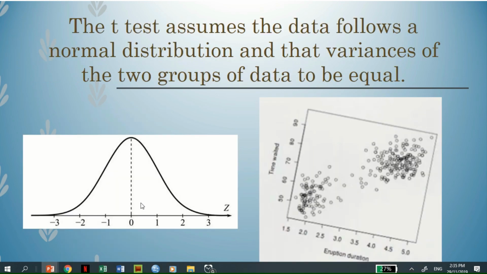Now, the t-test assumes the data follows a normal distribution. As we can see, there is a bell curve formed here, and the variances of the two groups of data are to be equal.